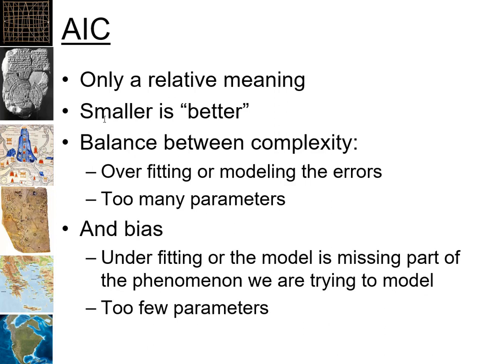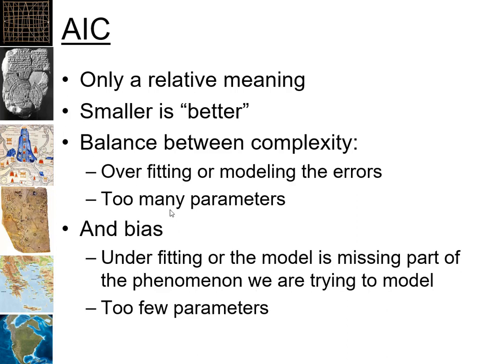So for AICs, smaller is better, but it's also only relative meaning. In other words, with one data set, you'll get AICs of 100 or 200. With another data set, you'll get the same model, different data set, you will get huge AICs, 70, 80,000. And that's again because of the way likelihood is computed. And we'll talk more about that.